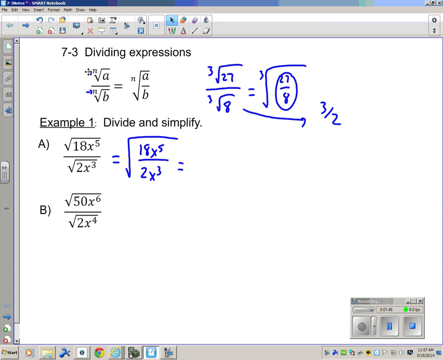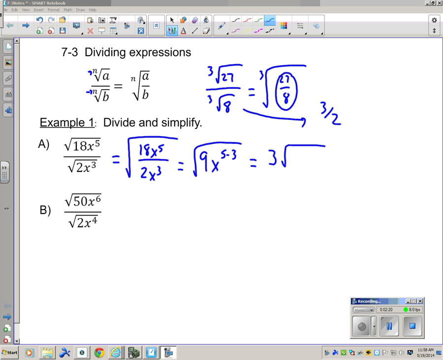So if I do my division first, 18 divided by 2 here is 9. x to the fifth divided by x to the third. If you remember how that goes, it goes 5 minus 3. And since the higher number is at the top, it's going to stay at the top. I don't have to put this over 1, but I could. Square root of 9, hopefully you know that to be 3. And then underneath the square root, we have 5 minus 3, which is 2.